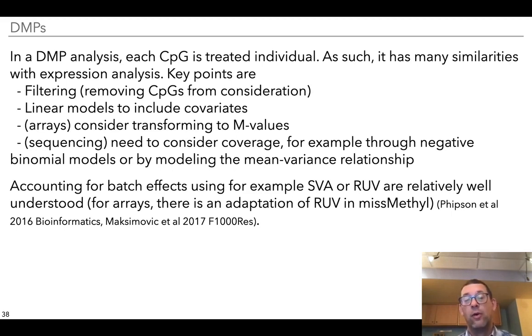There's also a lot of useful work in expression analysis and other omics types of analysis. It is pretty well understood how to account for batch effects in this situation using, for example, surrogate variable analysis or remove unwanted variation. And if you're using arrays, there's an easy-to-use adaptation of RUV in the missMethyl package. I'm going to highlight this is the missMethyl package, and the missMethyl authors also have an extended analysis workflow for methylation arrays in F1000Research that I really would recommend as a great starting point for learning how to do analysis of methylation arrays.